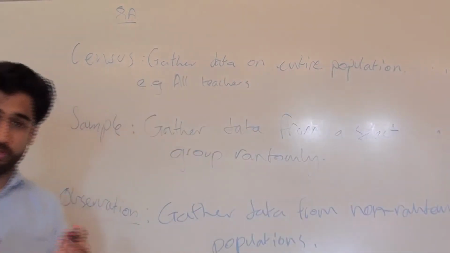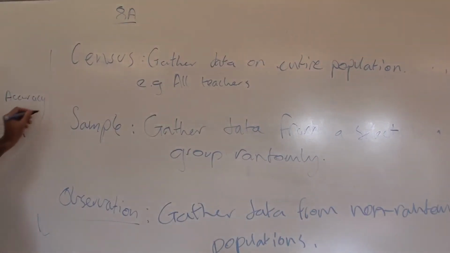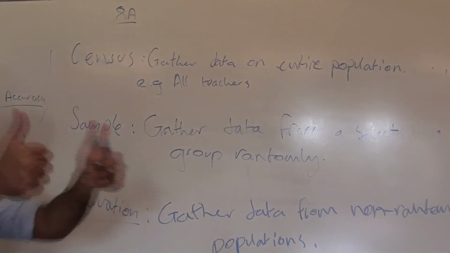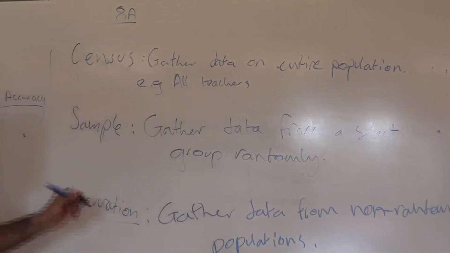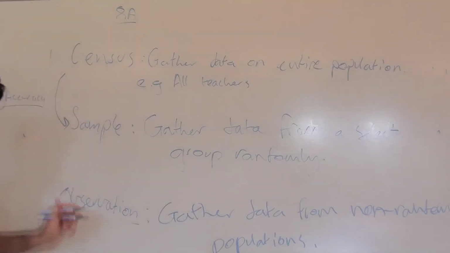And the science teacher in me needs to add this. We're going down in accuracy. If we can do a census, that's the best thing to do. If we can't do a census, we can revert to a sample, which is still pretty good. And if we can't do that, we can do an observation.